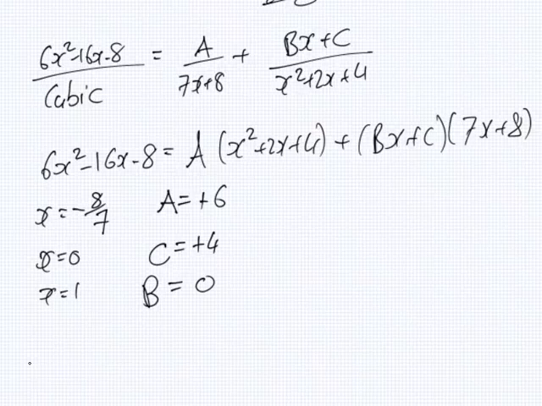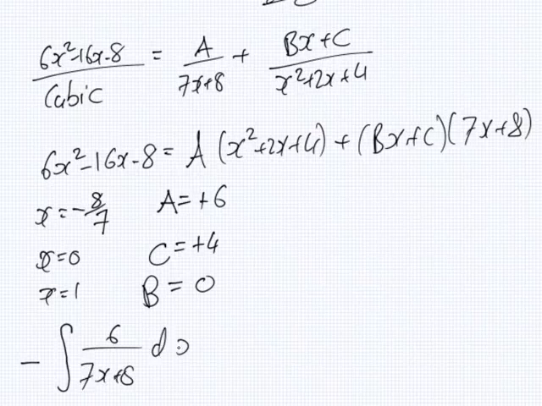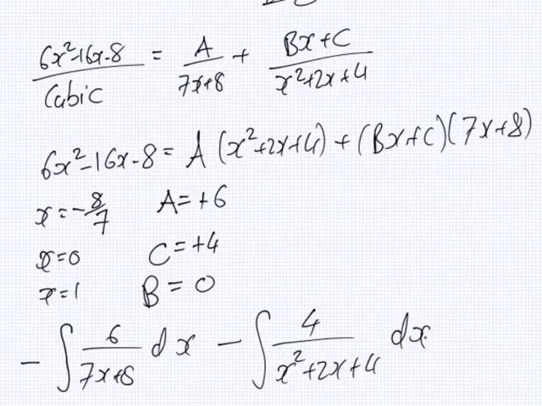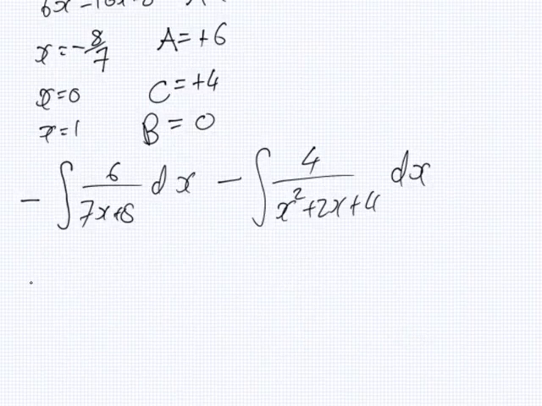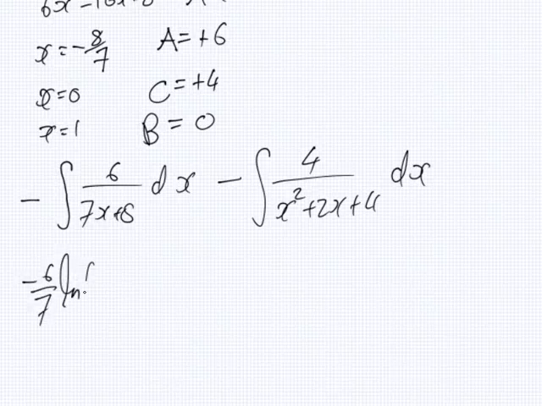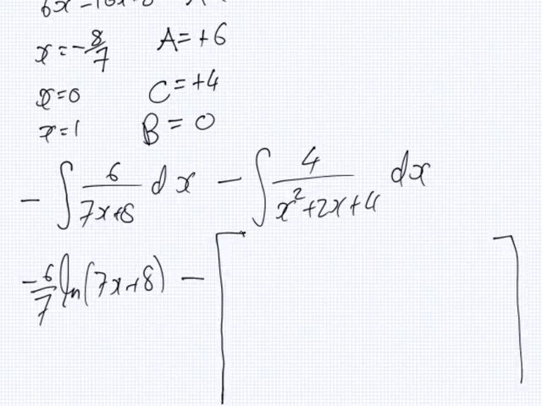I took the minus out, so I have minus integrate a over 7x plus 8 dx minus integrate 4 over x squared plus 2x plus 4 dx. First part is okay. What do we get from the first part? We get just the log, yeah. So we'll have minus 6 over 7 log 7x plus 8. Now it's this part here that's the problem. What to do here?